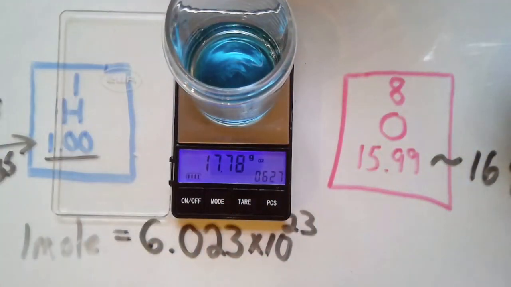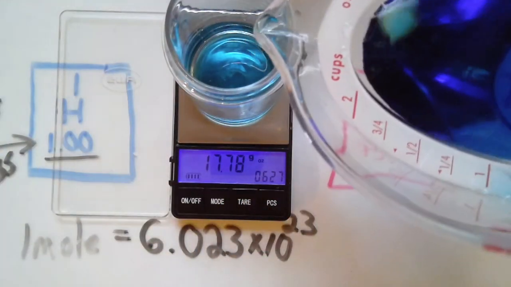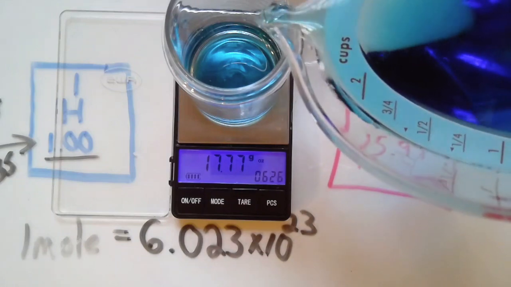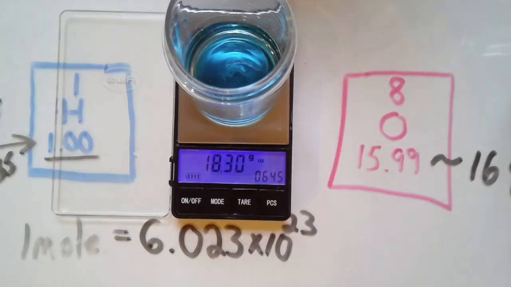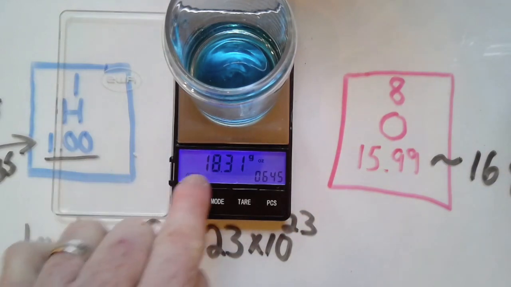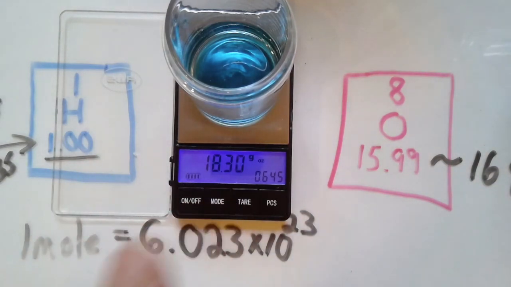Whenever slightly. Really close here. We're playing with tenths and hundredths. But 18.3, we're going to leave it there for now. But approximately 18 grams of water is equal to 1 mole of water.